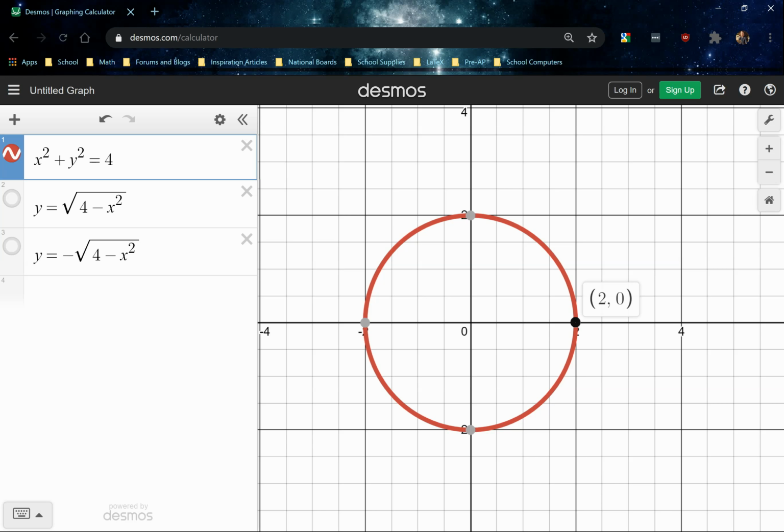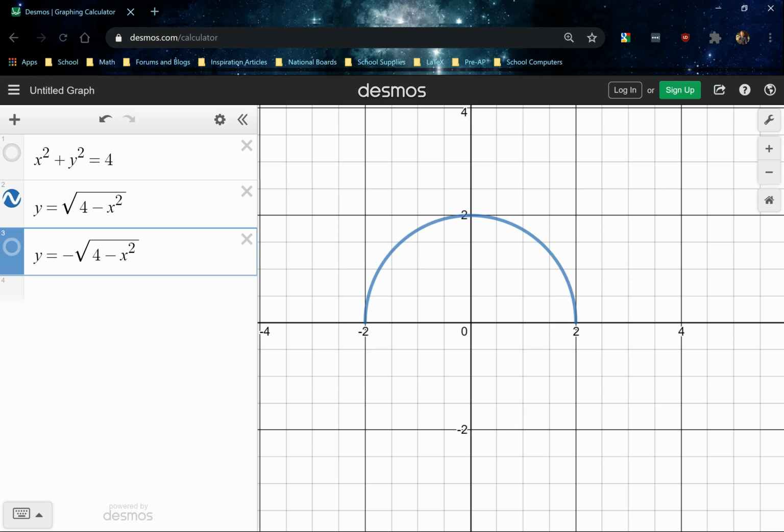Cool. Now, we went ahead and found the explicit form of this implicitly defined function. If you forgot the plus minus and you just had a positive, you'll only get half your circle. Once you add in the negative, you'd get the other part.